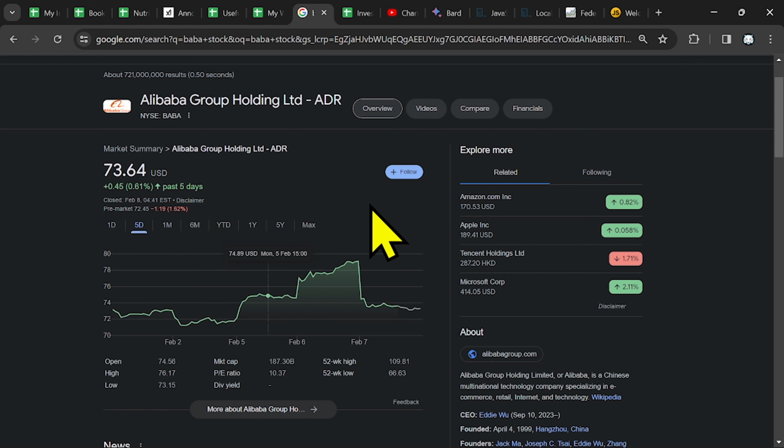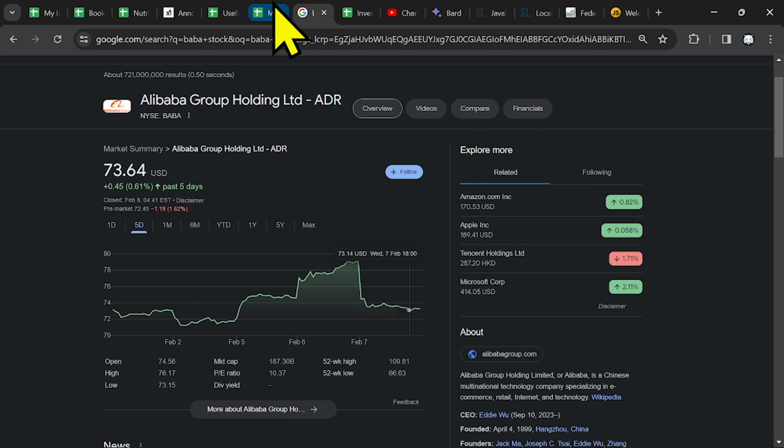Hi there. Baba stock has declined again. People were expecting an increase in their earnings for the last quarter, and that's why the stock price went up so much, over 10% in just a few days. But then, when Baba reported their earnings, the stock price declined by 7%.